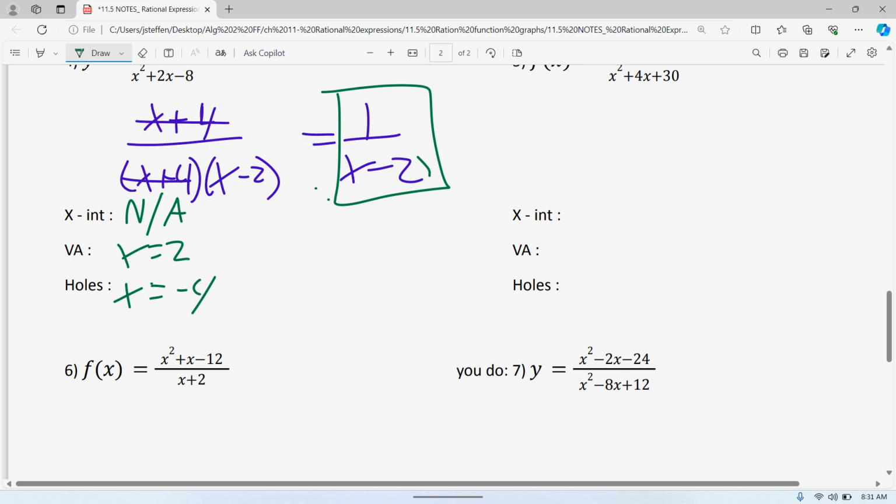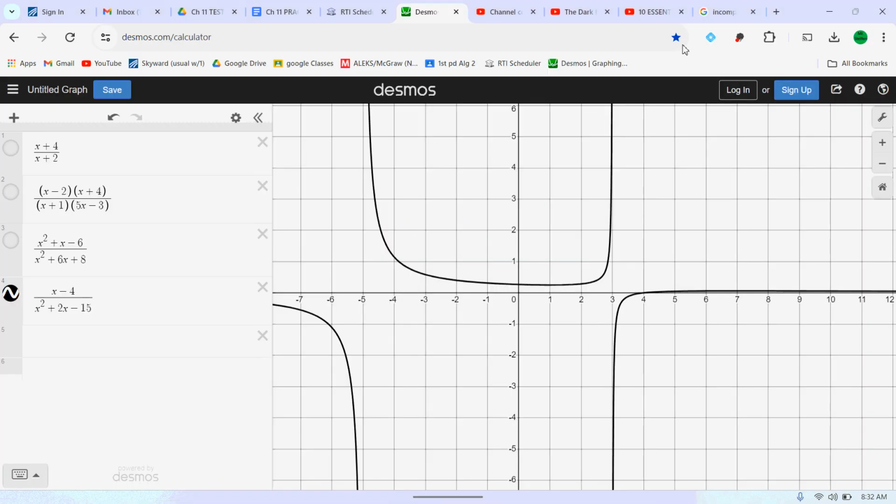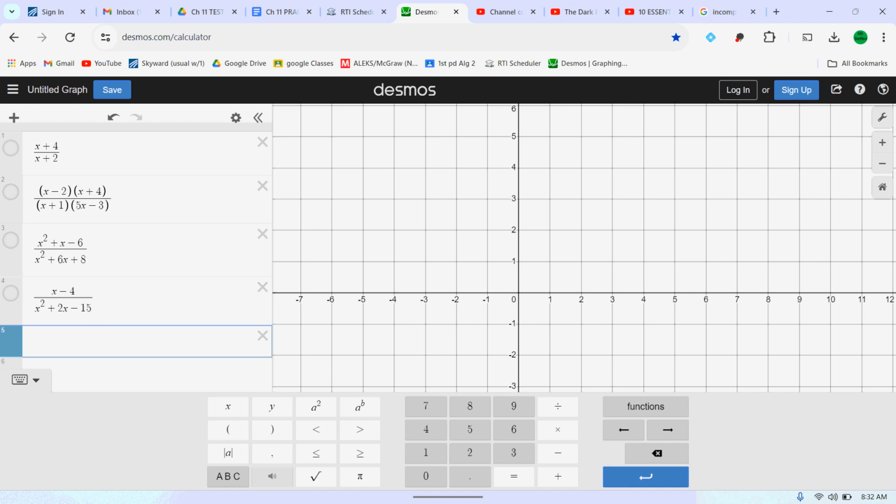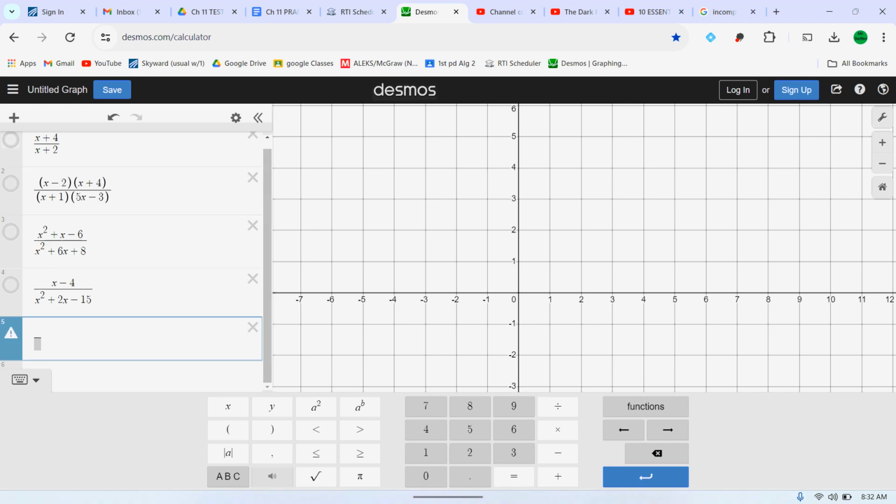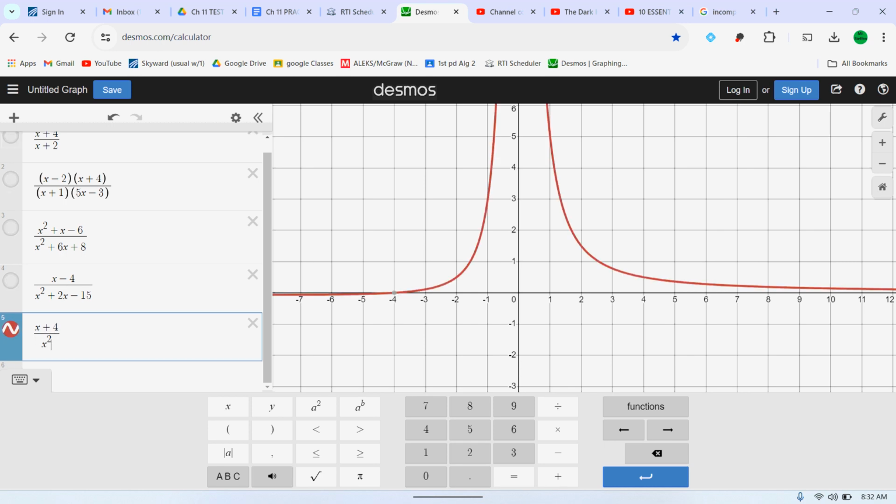So maybe this is a bad idea, but let's see how skilled I just got at this. x plus 4, and in my denominator, I have x squared, x minus 8. Perfect.